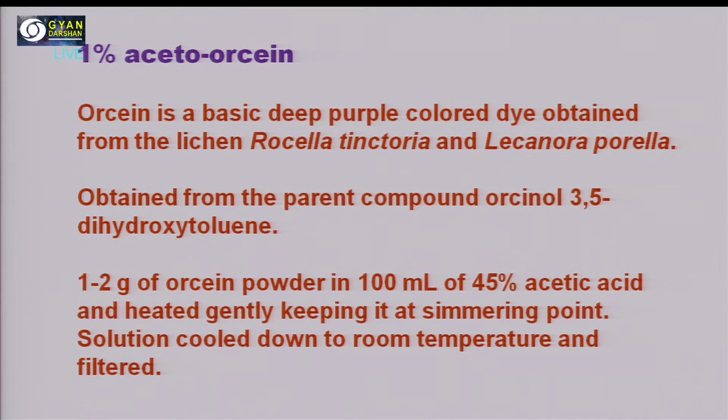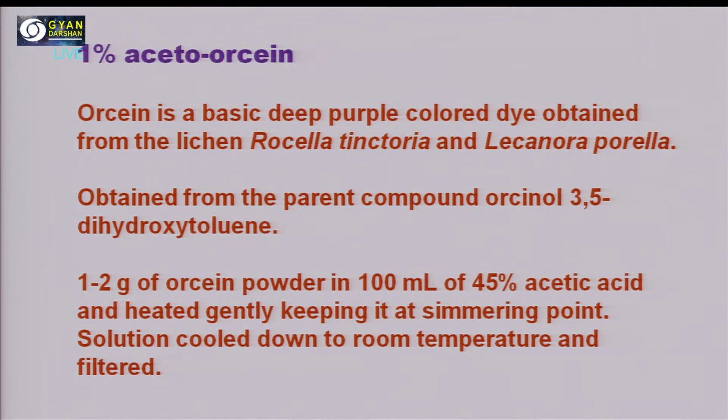So take a look at how you prepare this aceto-orcein. 1% aceto-orcein. Orcein is a basic deep purple colored dye which is obtained from the lichen Roccella tinctoria and Lecanora parella. They are obtained from the parent compound orcinol, 3,5-dihydroxytoluene. Now, how do you prepare this orcein?